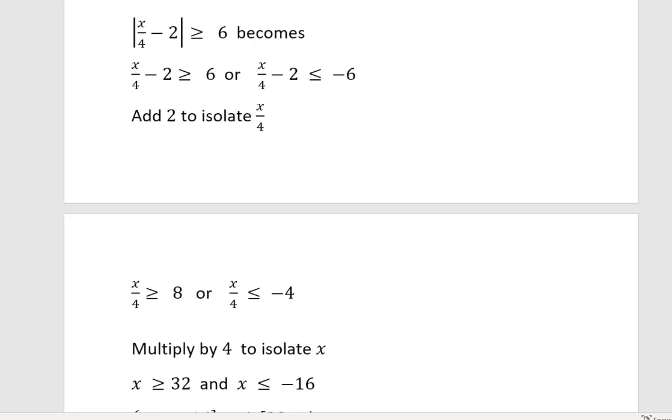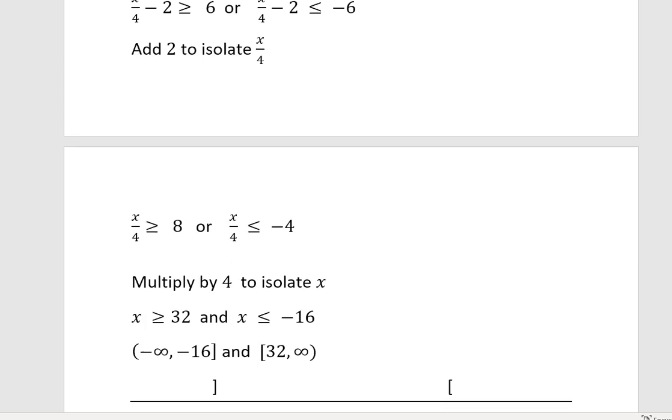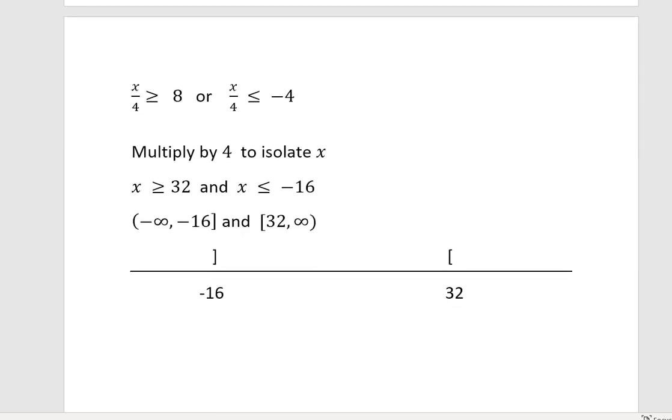We're going to add 2 to both sides so that we get x over 4. And then we're going to multiply those by 4 in order to get to x. We don't want 1/4 x, we want x. So we multiply, we get to x is greater than or equal to 32. And x is less than or equal to negative 16.